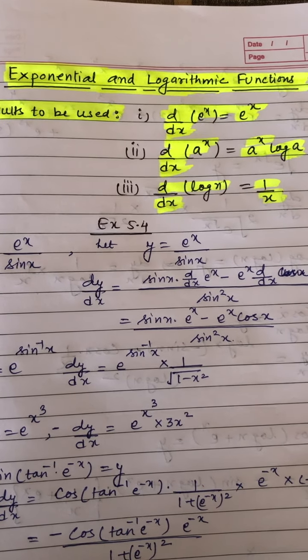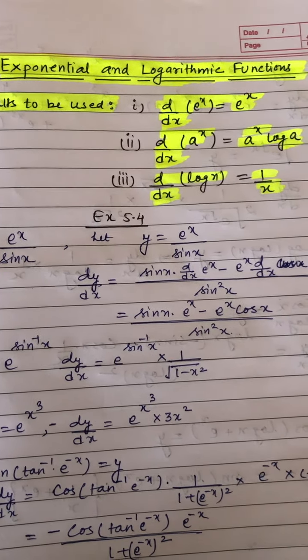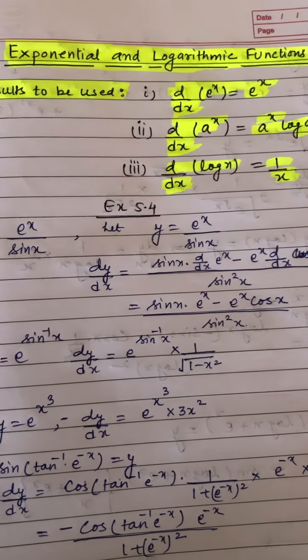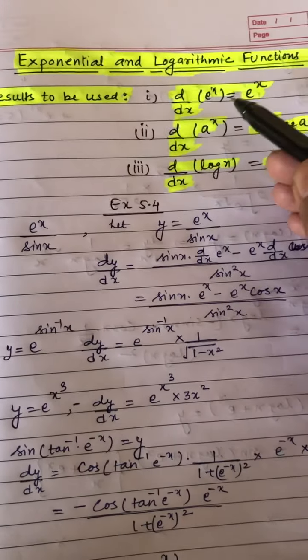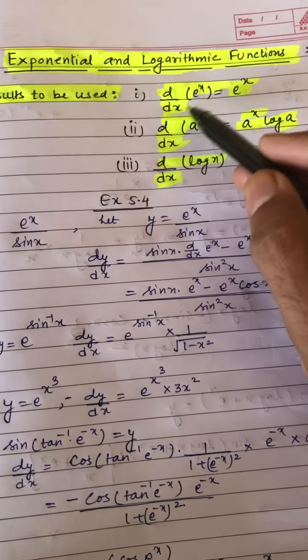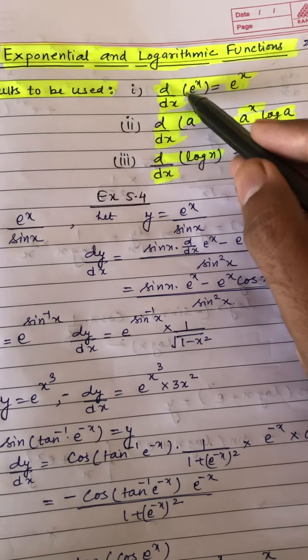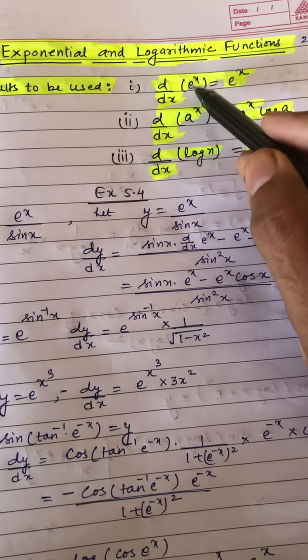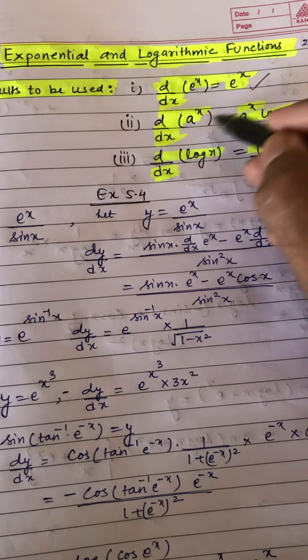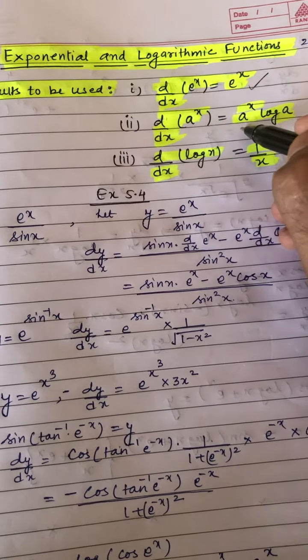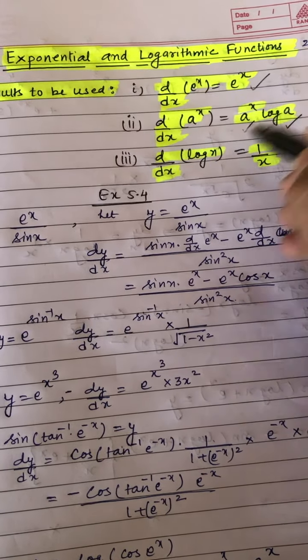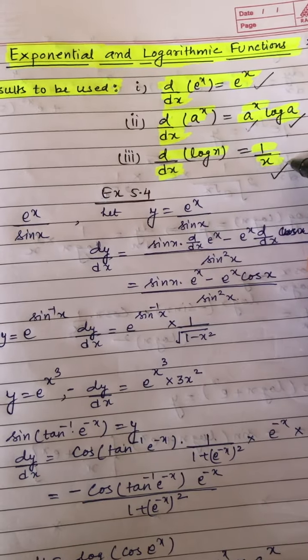Now today we'll study exponential and logarithmic functions. These are very easy and very important functions. Now the results to be used. Three results you should know: d by dx of e to the power x. e to the power x means the exponential function. d by dx of e to the power x is e to the power x. Then d by dx of a to the power x is a to the power x into log a. And d by dx of log x is 1 by x.